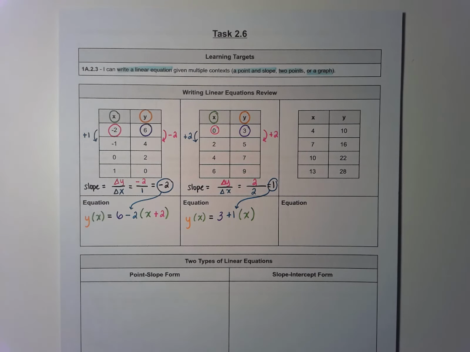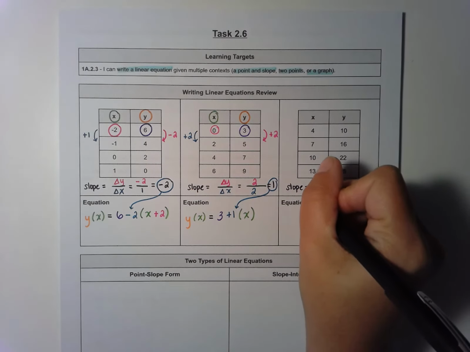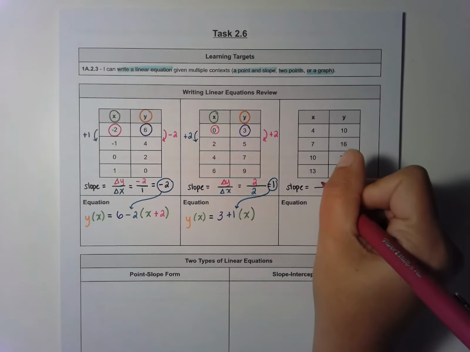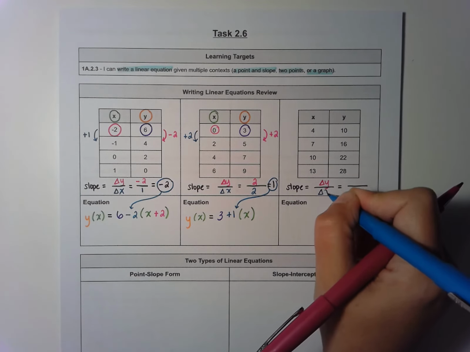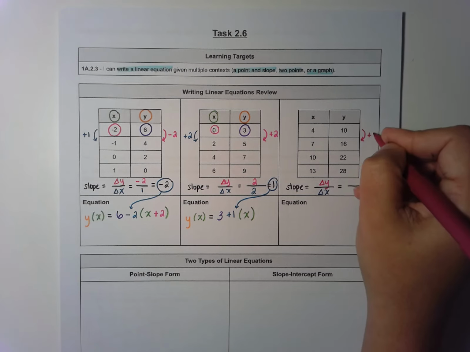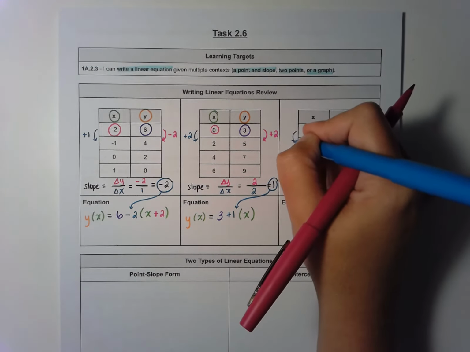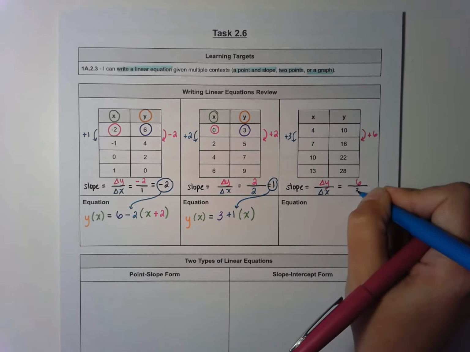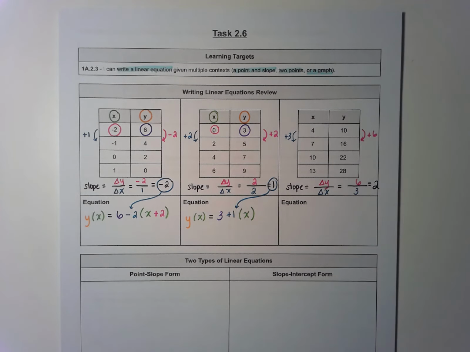For the next problem, let's do this one more time. So we're going to need to find our slope first, which is going to be change in y divided by change in x. Now my change in y here is going to go from 10 to 16 is plus 6. And my change in x here is going to go from 4 to 7, which is plus 3. And 6 divided by 3 does simplify, and it gives me 2.